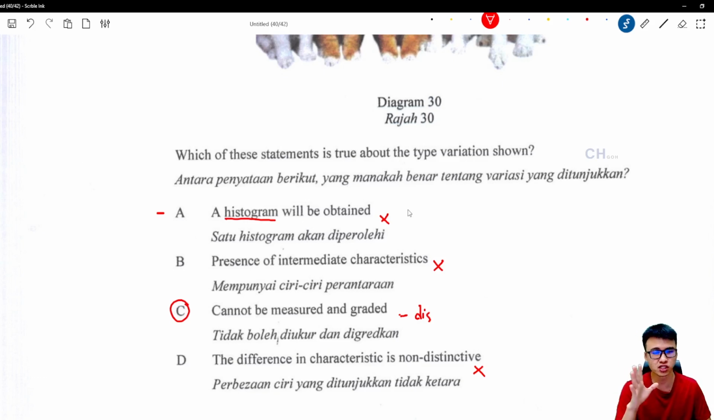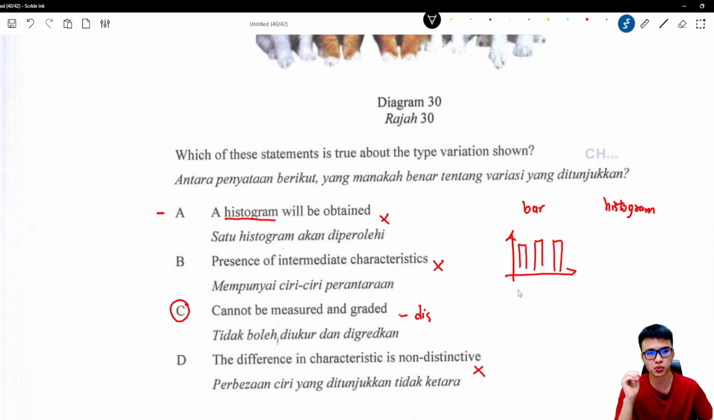If you know the difference between the bar chart and histogram, then you should be able to do these questions. Just to remind you guys, a bar chart is a chart that has gaps in between. Can you see that? The gap in between. So this is the graph that can be produced from discontinuous variations. But when it comes to a histogram, the bars must be all sticking together. You learned this in Maths, right? So when they're all sticking together, you actually can draw a trend for that. That one is called a histogram. So it's a bit different compared to a bar chart.